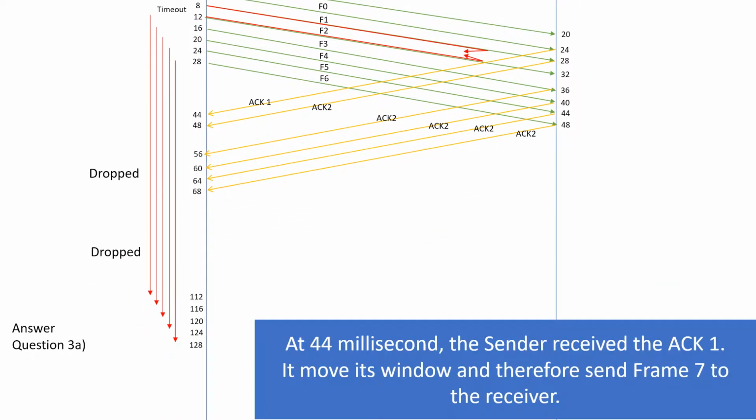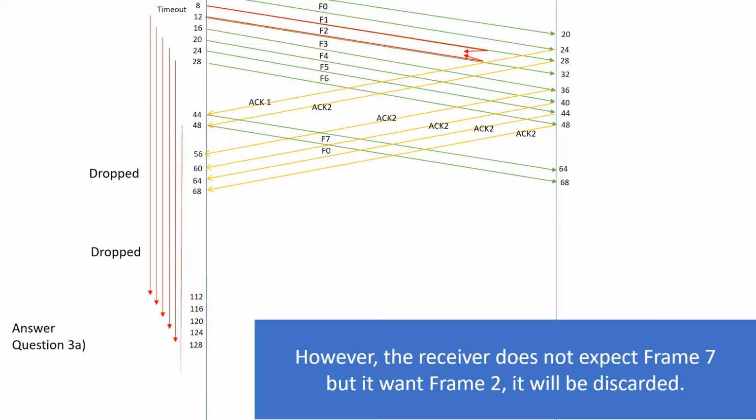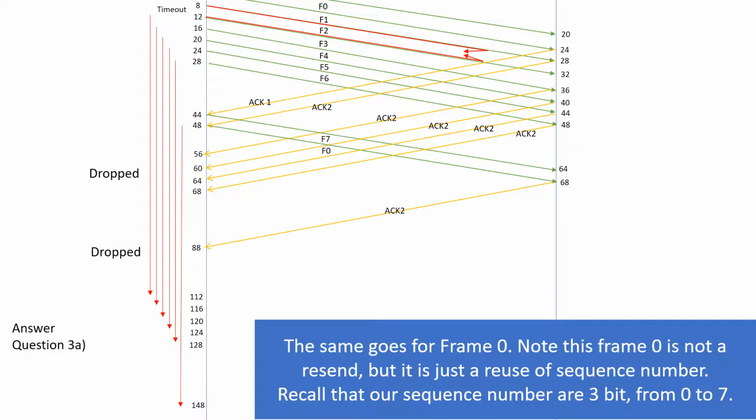At 44 milliseconds, the sender received the ACK1. It moved its window and therefore sent frame 7 to the receiver. However, the receiver does not expect frame 7 but it wants frame 2. It will be discarded. The same goes for frame 0. Note this frame 0 is not a resend, but just a reuse of the sequence number. Recall that our sequence number is 3-bit, from 0 to 7.